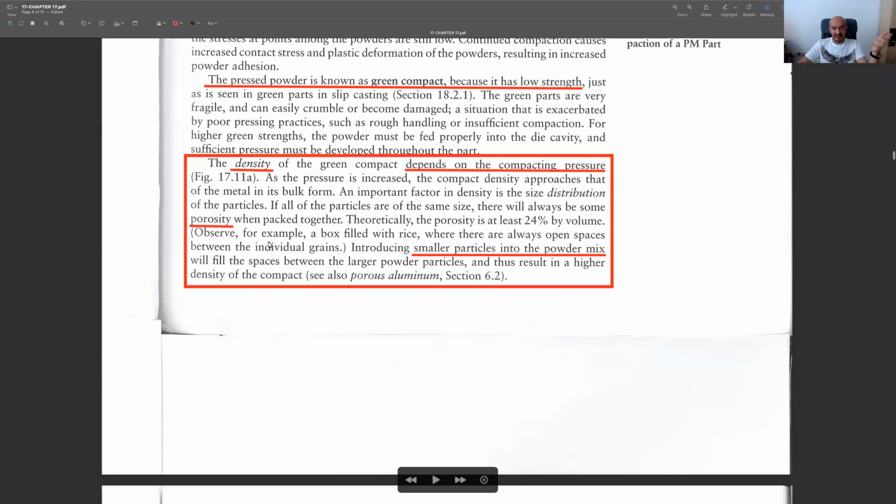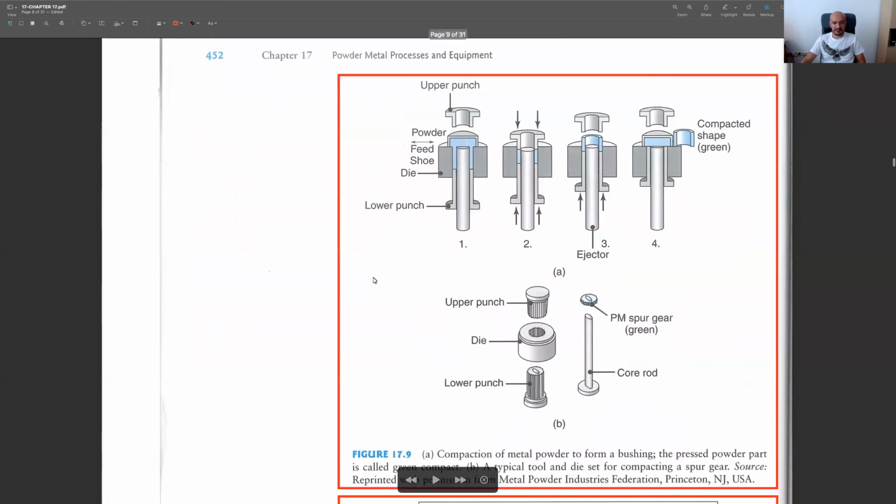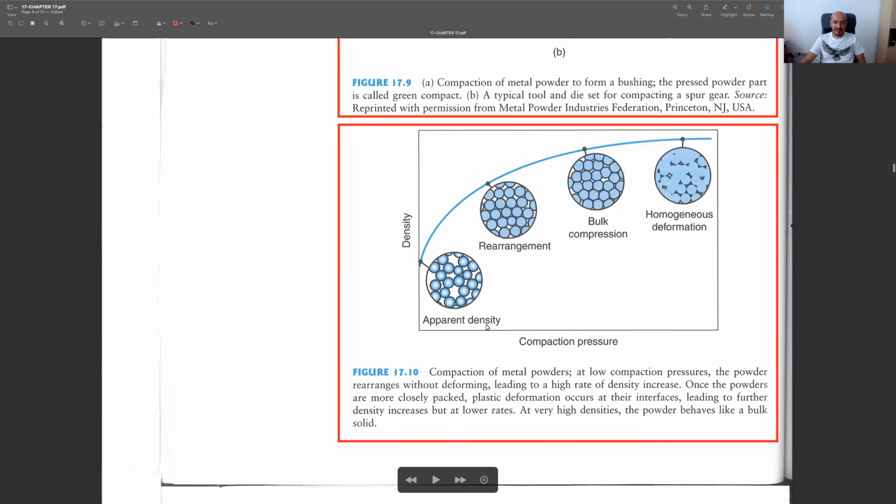In order to decrease porosity, we have some different ways. People may sometimes use smaller powders inside of larger powders, so that the smaller ones will fill the gaps between the larger powders. And you can see the effect of compaction pressure. As you see, we cannot reach 100%, but if you continue increasing the pressure, the density will increase to some levels, maybe about 95%, but not more than that.